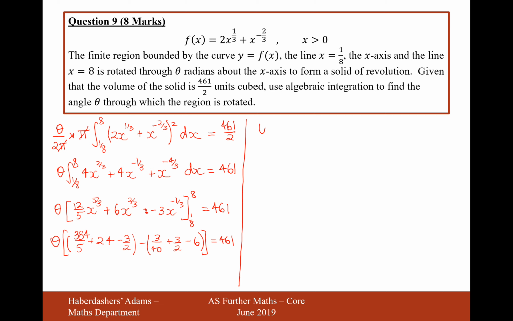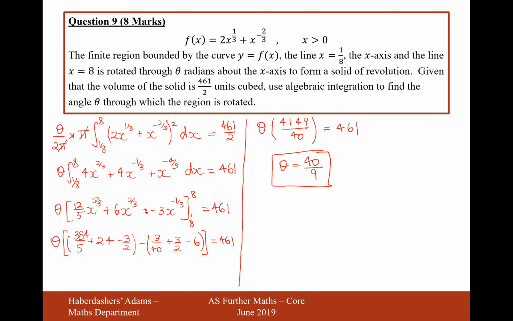So let's now simplify all of that together. So theta will multiply by 4149 over 40, and that will equal 461. So let's now times 461 by 40, and then divide it by 4149, and we get theta equals 40 over 9. So there we are, that's the answer for this question here then.